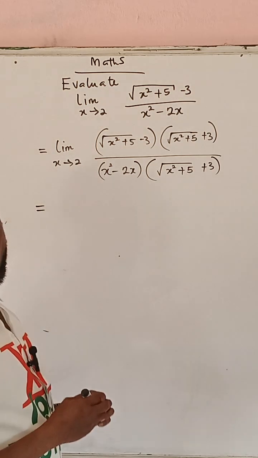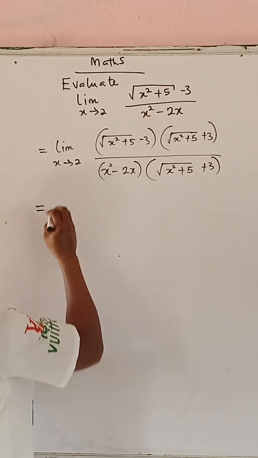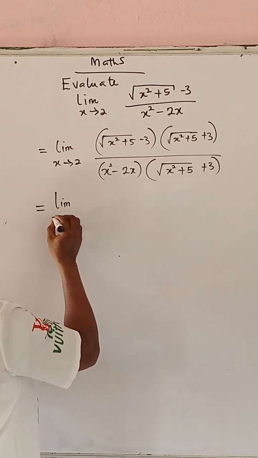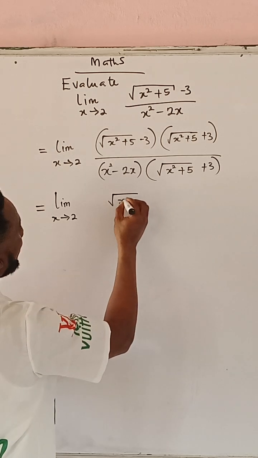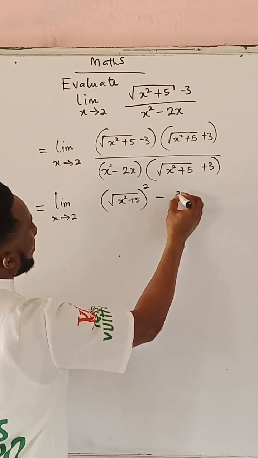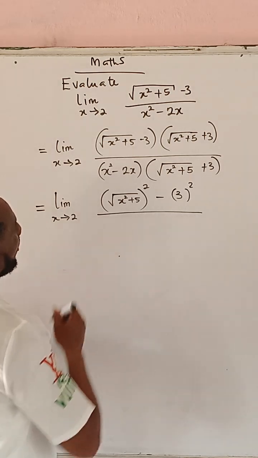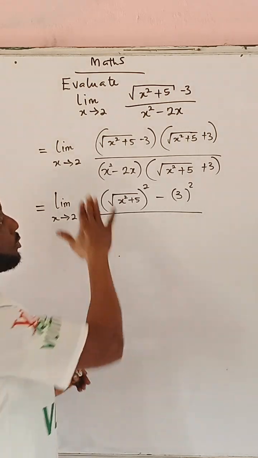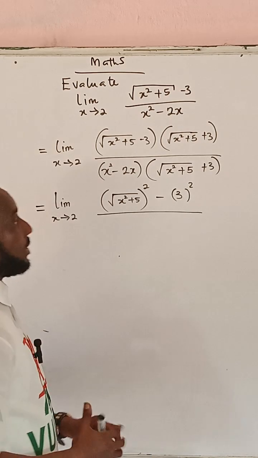As you can see, the numerator here is a difference of 2 squares. So I will write limit as x tends to 2, the square root of x squared plus 5 all squared minus 3 all squared upon. Now, I shouldn't attempt to expand these two parentheses. It's going to make the work more complex.